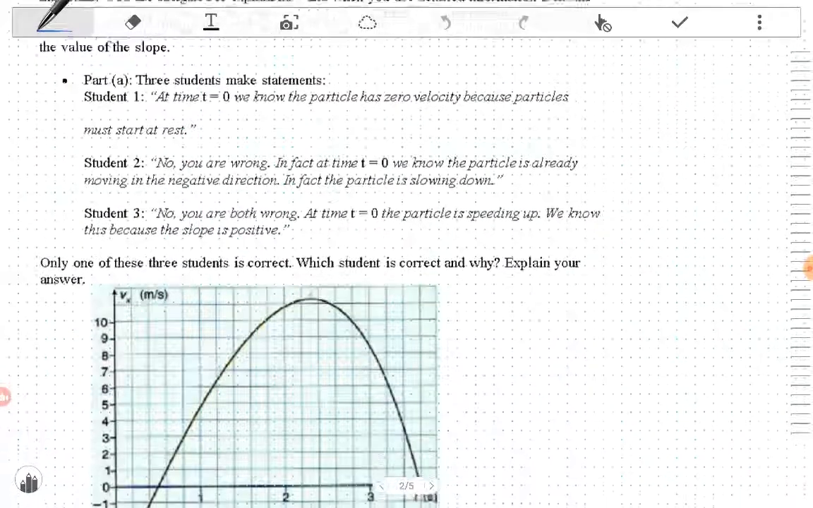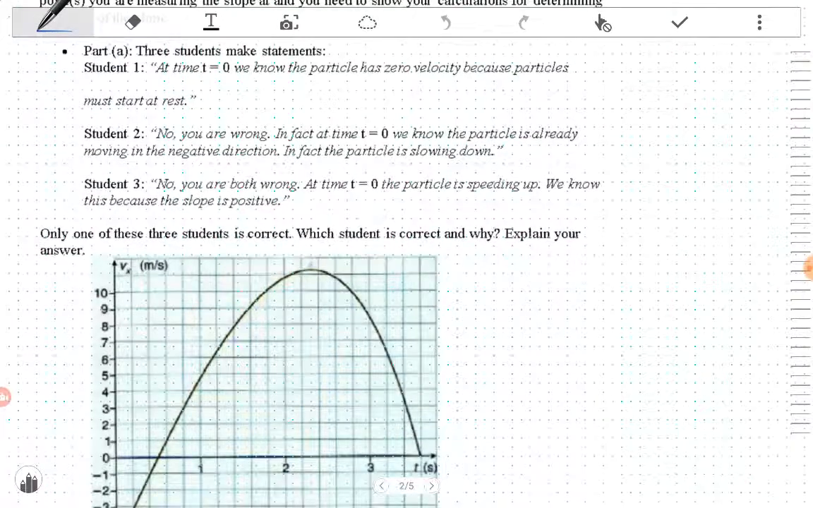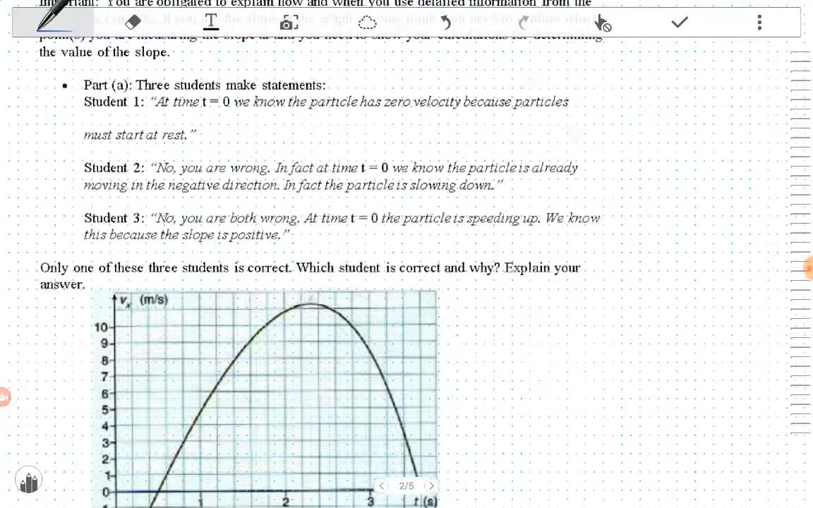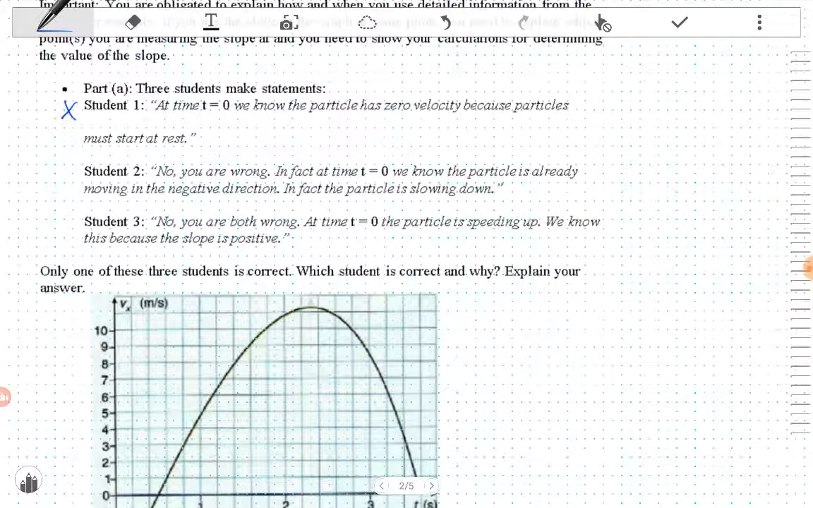Now we'll look at the first part of the question. Using this curve, there are 3 students who make 3 claims. Let's look at which one is right. We'll read each claim and then discuss it. At time t equals 0, we know the particle has 0 velocity because particles must start at rest. That's not right. Not every particle starts from rest. Actually in this curve, at t equals 0, the velocity was equal to minus 5 meters per second. So there is a velocity here. It's not from rest. So this claim is wrong.